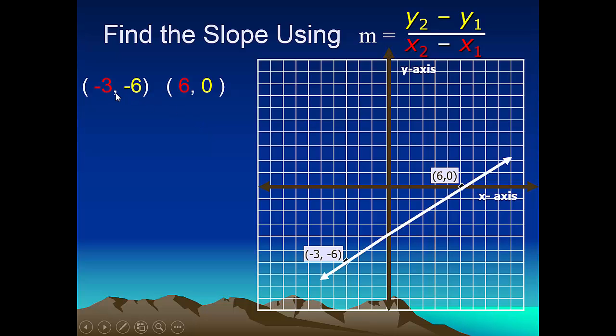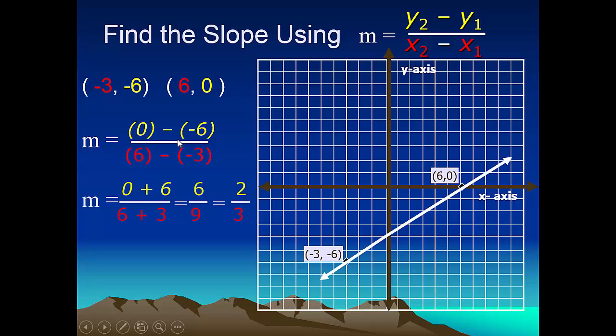Okay, so our first one would be -3, -6. So we're going from left to right. The second would be 6, 0. So now we substitute. We know we have y sub 2, and then we have y sub 1, subtracted from each other. X sub 2 minus x sub 1. Now we could drop these parentheses, but because we have minus and negative, we know that becomes a plus, and it's in our numerator and denominator. 0 plus 6 is 6, 6 plus 3 is 9. And we simplify that to 2/3 like we did in the previous problem. So our slope here is 2/3.